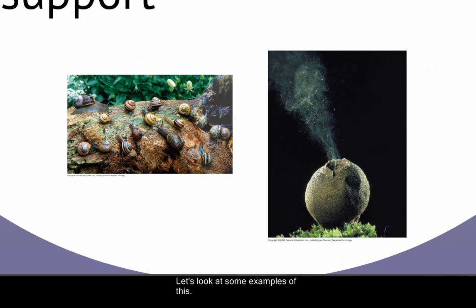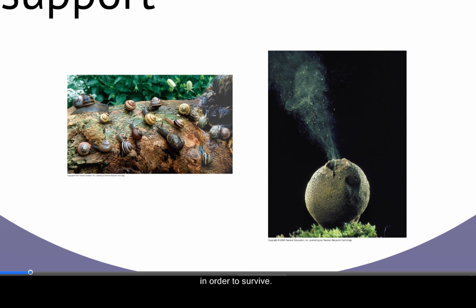So let's look at some examples of this. Here we've got a bunch of garden snails. They're all the same species. However, some are big, some are small, some are yellow, some are brown, so there's variation within a species. Our second example here is a puffball, and this is producing thousands and thousands of spores, which will land on the ground and grow into new puffballs. Not every single one of these spores is going to survive. Certain individuals by chance are just going to land in just the right place in order to survive.